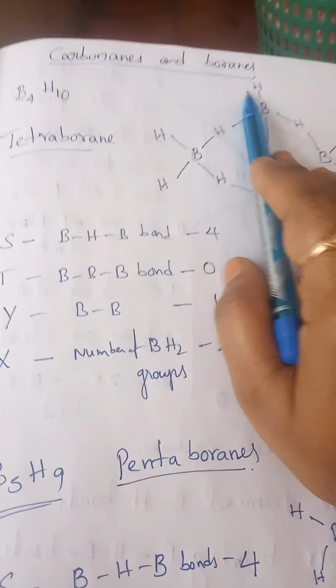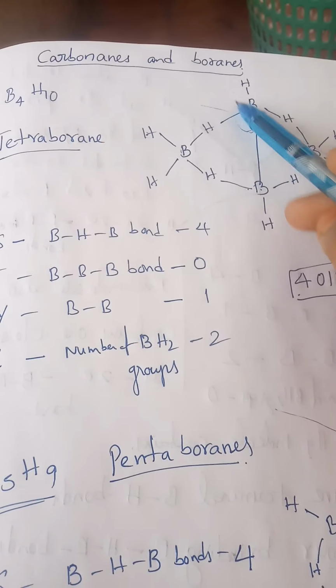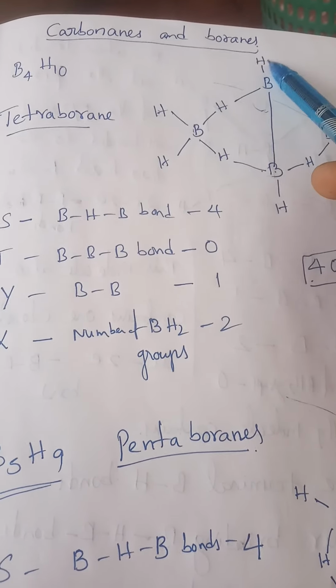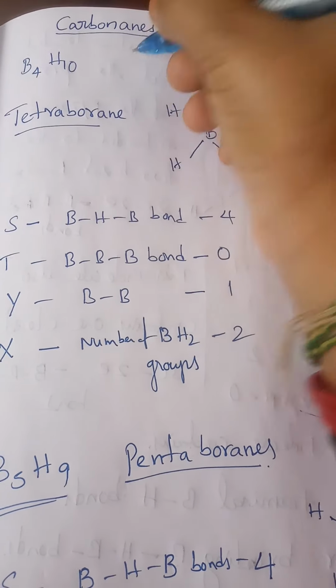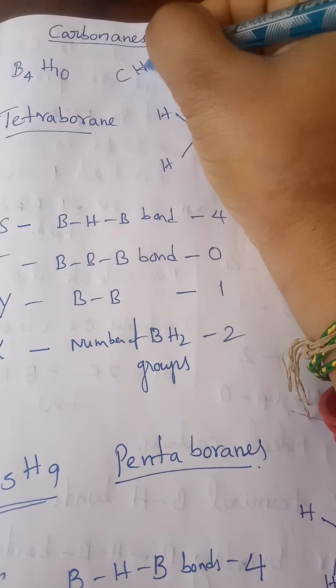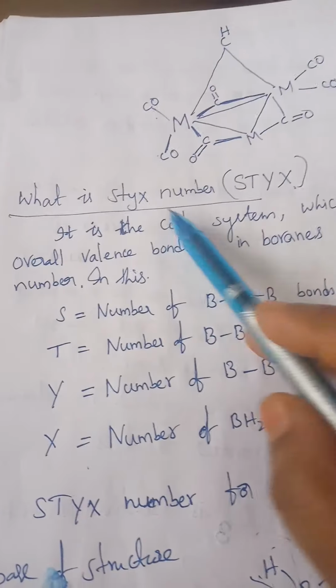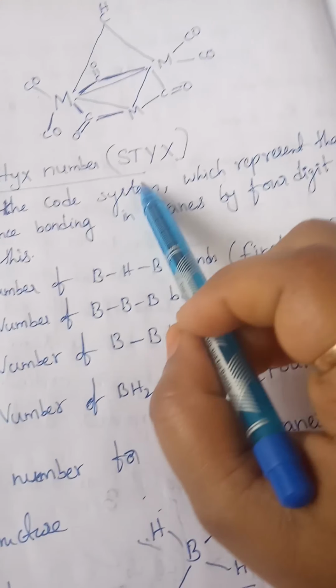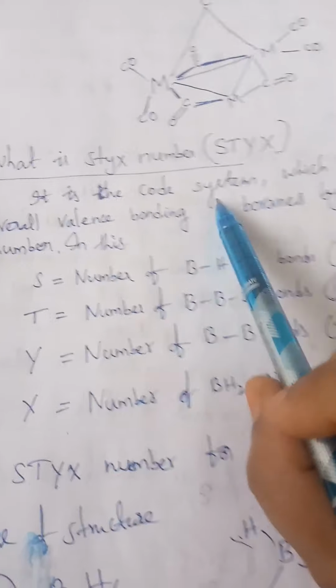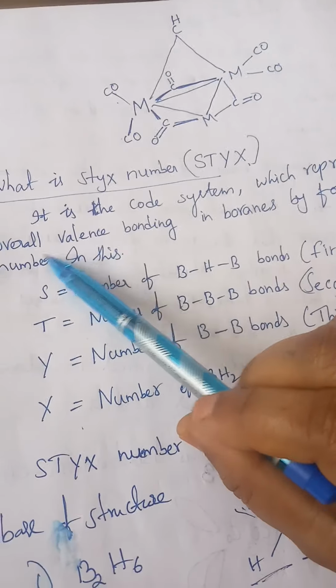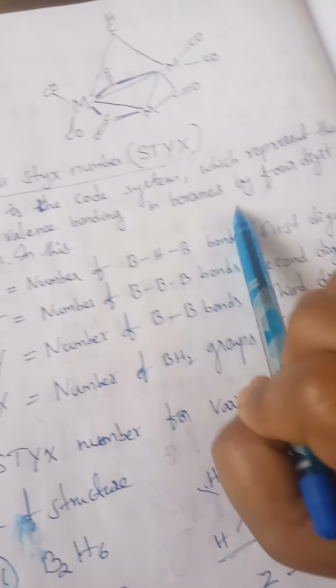Boranes and carboranes. When the BH unit in the particular borane structures is replaced by the CH unit, they are called carboranes. So today we discuss what the STYX number is. It is a coded system which represents the overall valency bonding in boranes by 4 digit numbers.